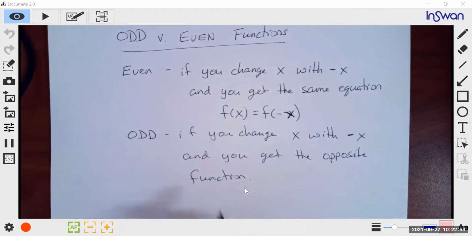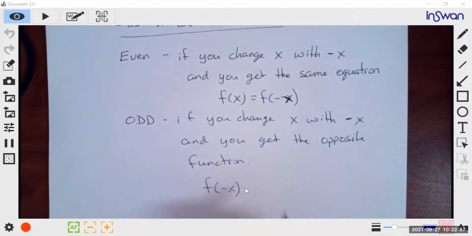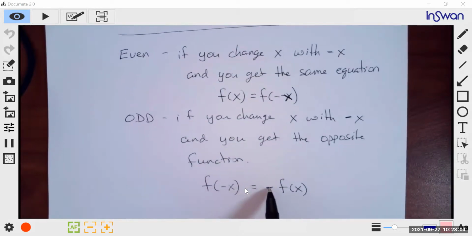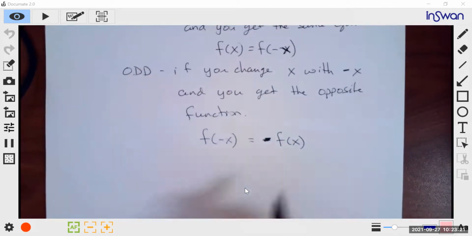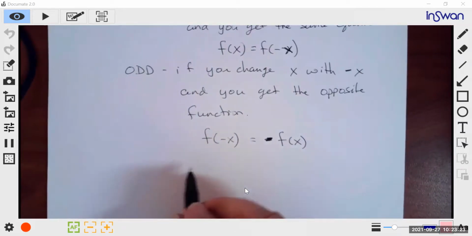An odd function, if I put a negative x inside there, then it becomes an opposite function. Well, it's going to be negative. So, let me give you an example.